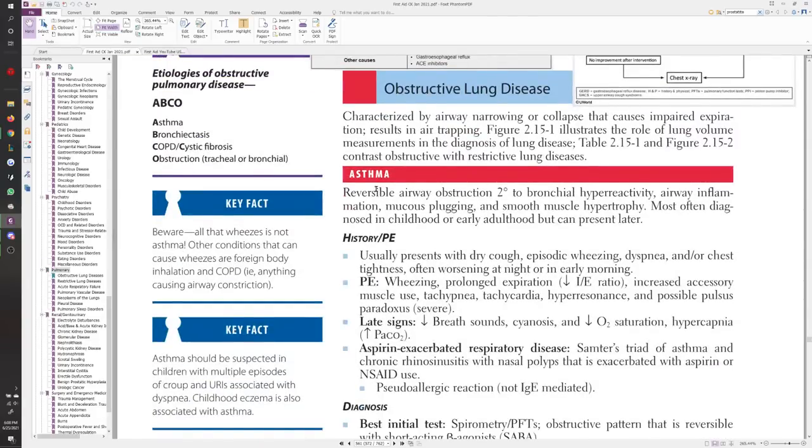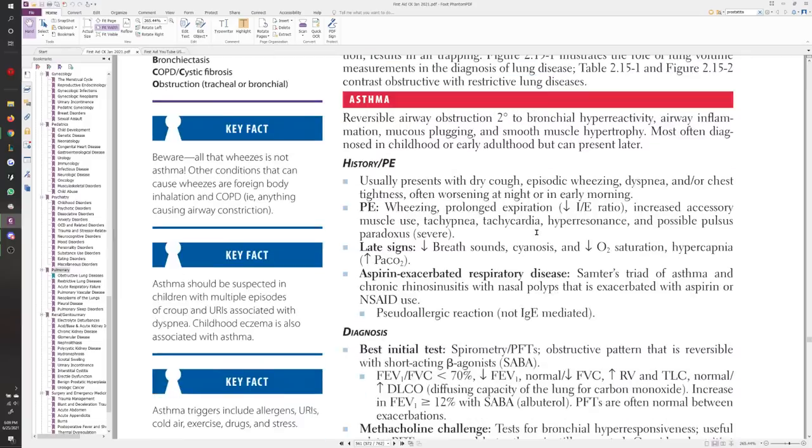Asthma is your first obstructive lung disease, extremely common, and so many different ways to ask you questions on it. Reversible airway obstruction secondary to bronchial hyperreactivity, airway inflammation, and mucus plugging, as well as smooth muscle hypertrophy. Most often diagnosed in childhood or early adulthood, but can present at any point in life.